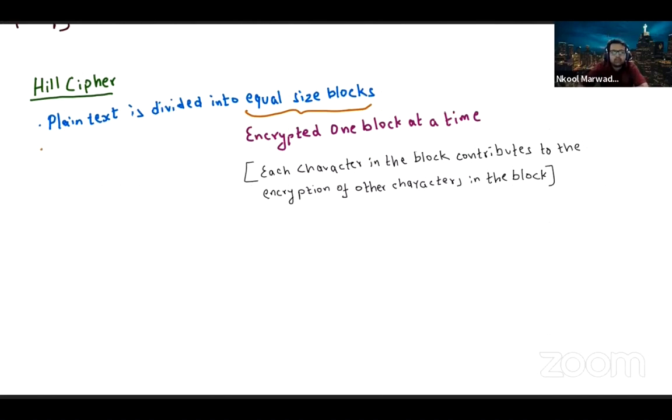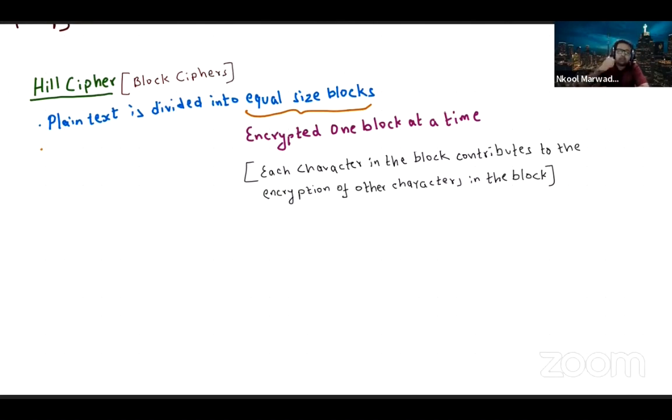Isn't it? Hill cipher is also called a block cipher, or we can say that Hill cipher belongs to a special category of ciphers, that is the block ciphers. So in the bracket, I can write for Hill ciphers: these are basically block ciphers. Equal size blocks are created, and each block is encrypted one at a time. During the encryption process, each character in the block plays a role in the encryption of other characters in the block. So we got some basic idea about the Hill cipher.